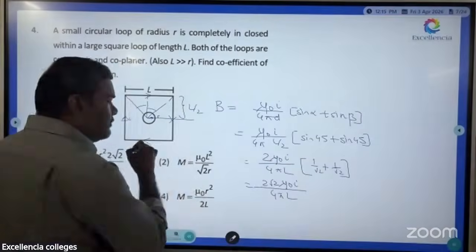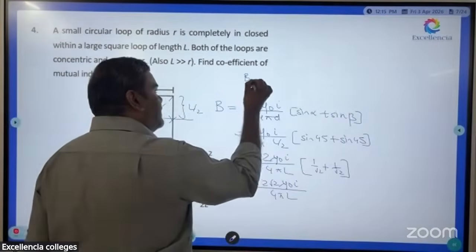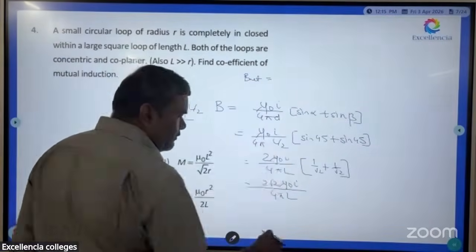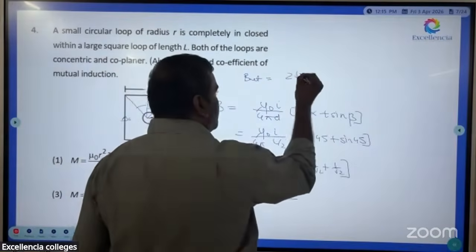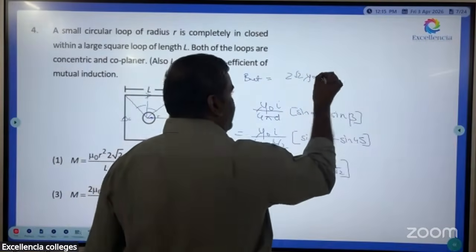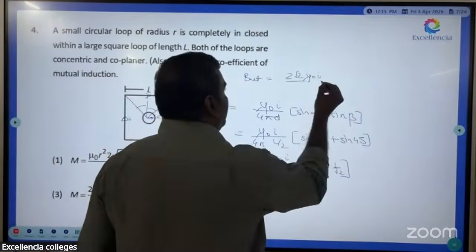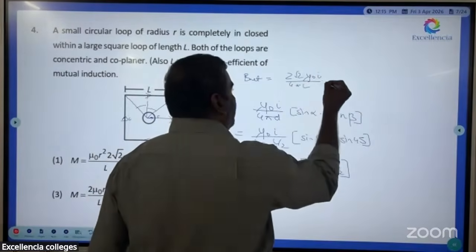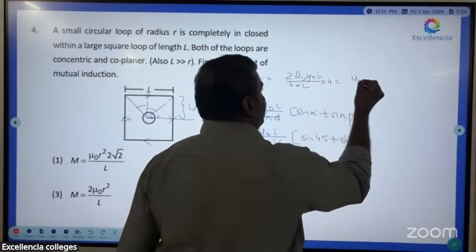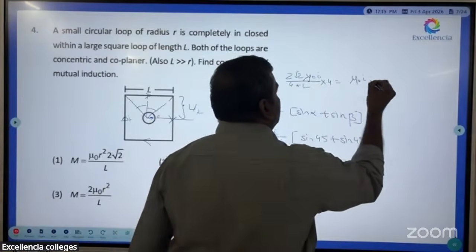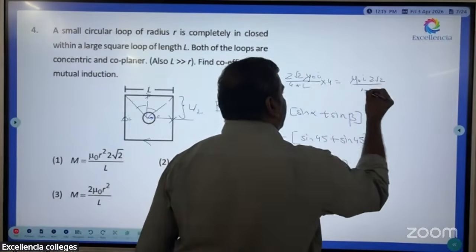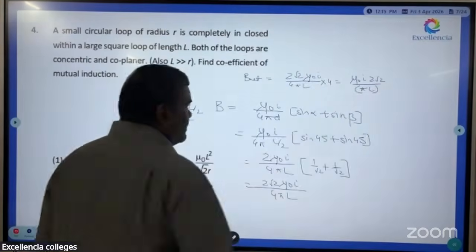We have 4 such wires. So the net magnetic field is going to become equal to 2 root 2 mu naught I by 4 pi L times 4, and that's going to give me mu naught I 2 root 2 by pi L. Now this is the magnetic field.